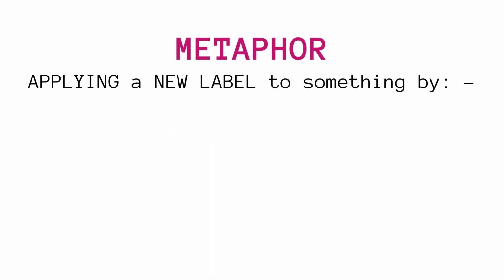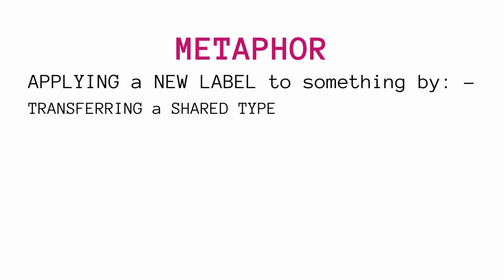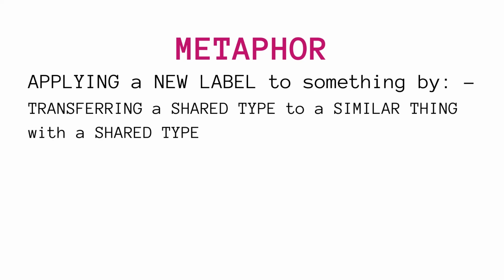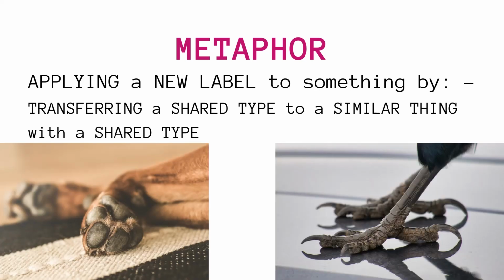3. Or from a thing which has a shared type to a similar thing with the same shared type. For example, paws and claws are both appendages on different kinds of animals. So you could say that a claw is a bird's paw.